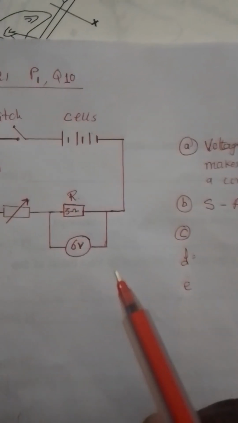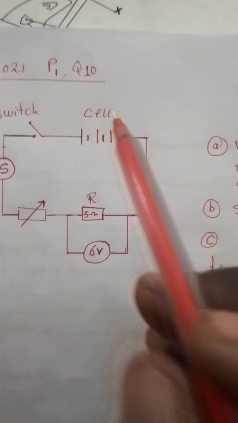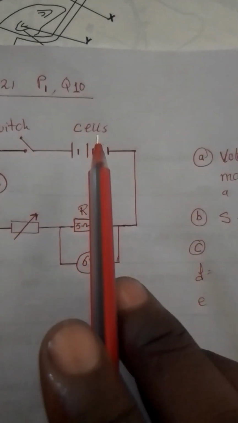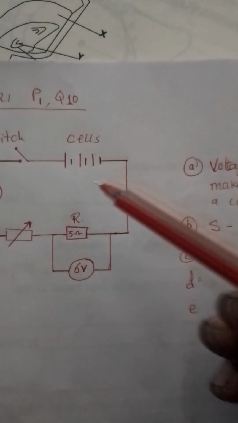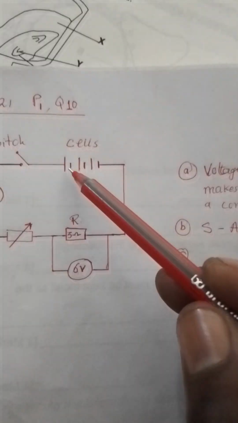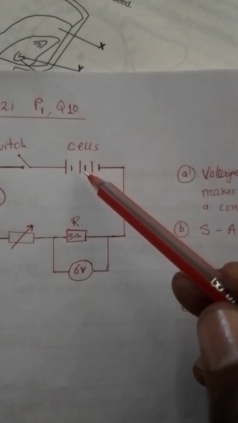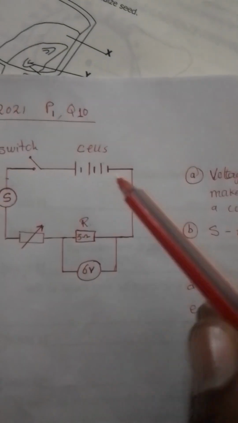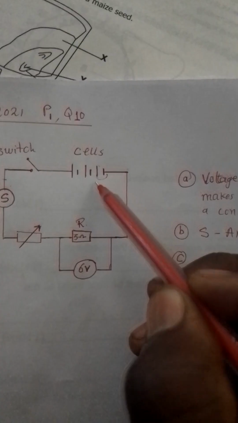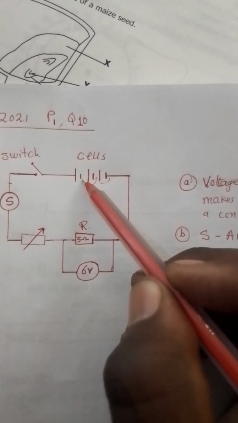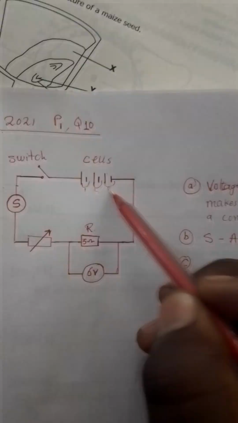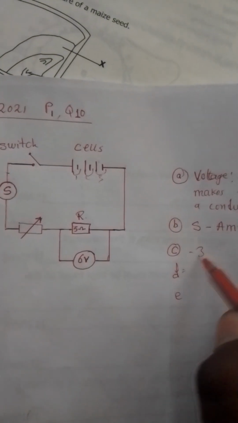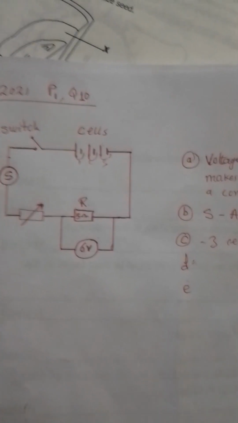So the third question, C, says how many cells are shown in the circuit above? So this circuit shown has cells. These cells are in pairs if you want to count them. So you say this is a positive and a negative, a positive, a negative, a positive, a negative. So we count them in pairs. We have 1, 2, and 3. So we have 1, 2, 3. So here we have 3 cells in this circuit.